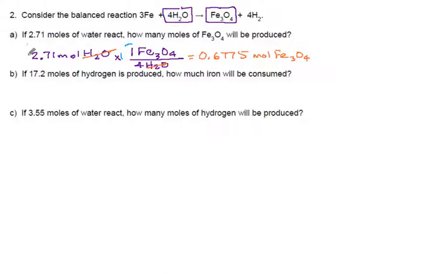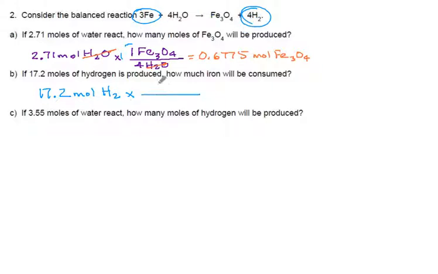For B, let's see, they start us with, I'm going to clear the reaction so we can use it again, 17.2 moles of hydrogen times, no, they want iron. So we're interested in the moles of hydrogen, there they are, and iron, there they are. You get 3 moles of iron for every 4 moles of hydrogen.